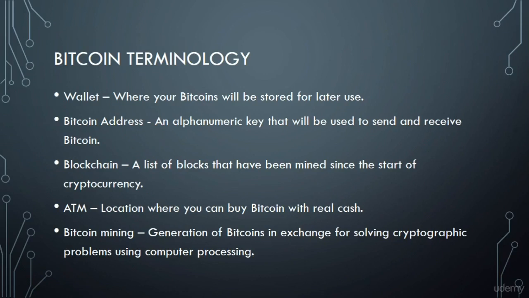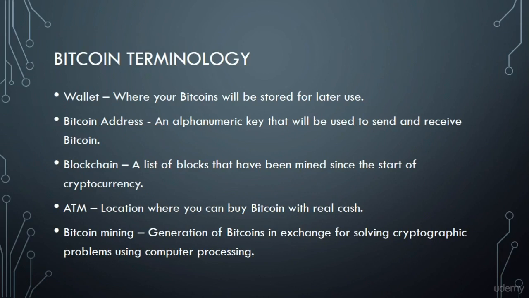Now, secondly, Bitcoin address. This is basically an alphanumeric key that will be used to send and receive Bitcoin. This is your unique address that will be used, for example, if you want to pay someone on the deep web or the darknet, you basically give them your Bitcoin address, and so on and so forth, vice versa. Now, a blockchain. This isn't really important right now. We'll get into it when we're talking about Bitcoin mining. But basically, a blockchain is a list of blocks, which I'll explain what a block is, that have been mined since the start of cryptocurrency. Now, I'll get to that in a few minutes, most probably in the next videos.